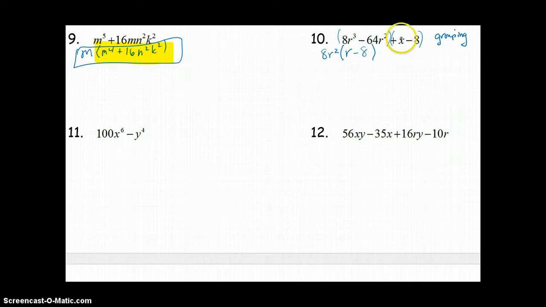If you notice on this problem, I actually made a mistake here. This x should be an r. So if we're pulling out a number, we're going to pull out a positive 1, and we're going to be left with r minus 8. These 2 match, so we know we're on the right track. From there, we pull out the r minus 8, and then we take what is left, which is 8r squared plus 1, and that makes up our other term.